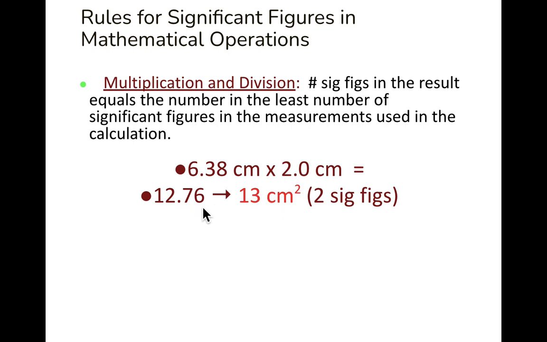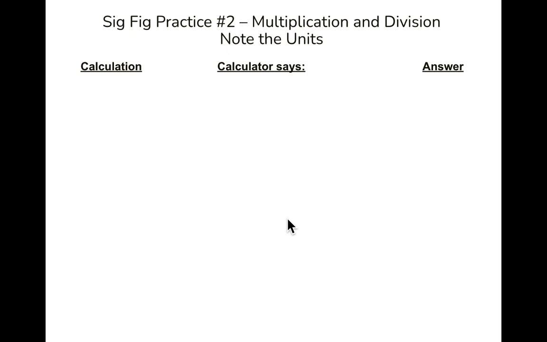This is 4. So we have to look here. That's a 7, and we'll round up to 13. So again, we're counting not decimal places, but how many digits. This one has 3. This one has 2. So therefore we have 13 as our rounded number. Note the units, by the way. Centimeters and centimeters would give us centimeters squared. This might be a measurement for area. Okay, so let's just get some practice here.